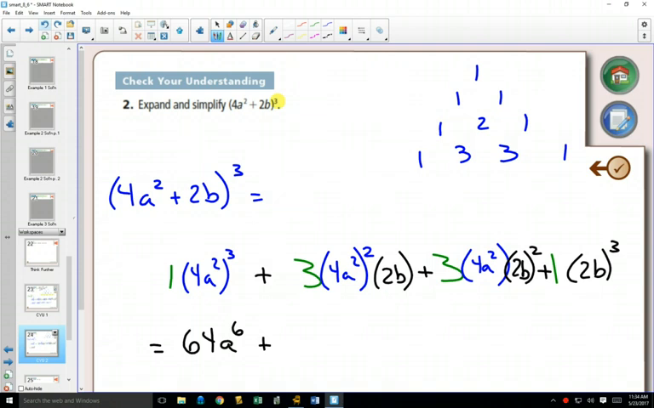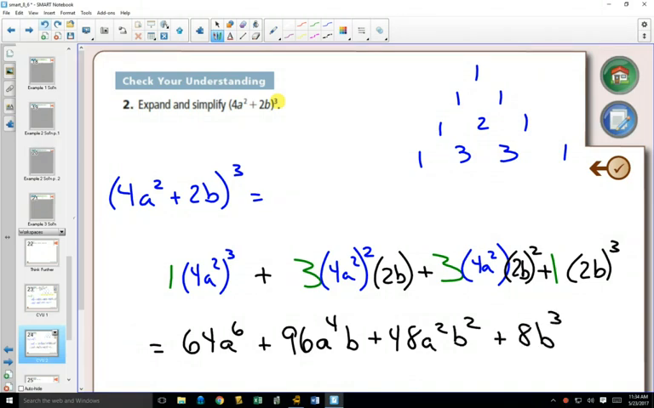Second one, exponents first. So this is going to be 16a to the 4 times by 2, 32 times by 3, 96. So we're going to have 96a to the 4b. This one, the only exponent here is the 2. This gets squared to become 4b squared. 4 times 4 is 16 times 3 is 48. A squared, b squared. And finally, 2 cubed is 8. B cubed is b cubed. So we've expanded it and simplified it.